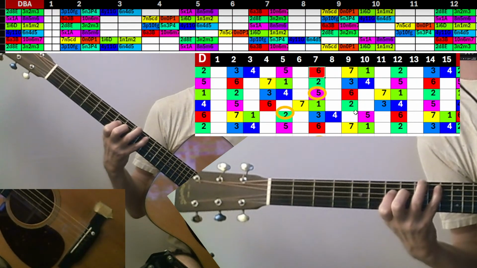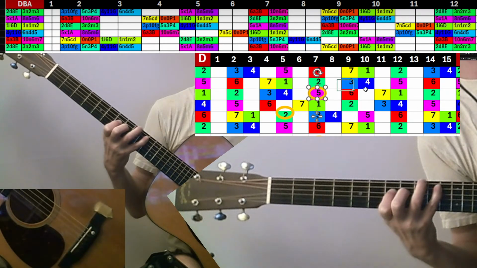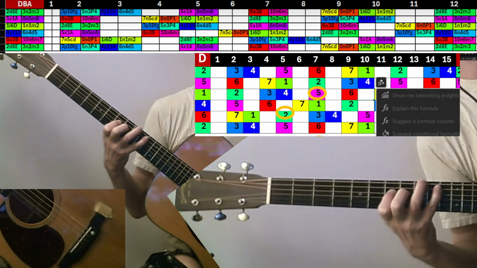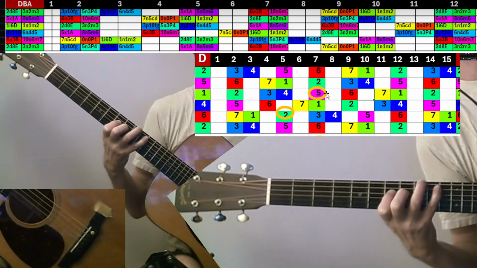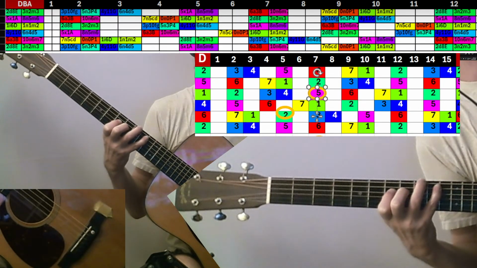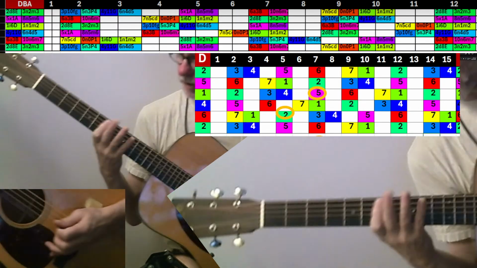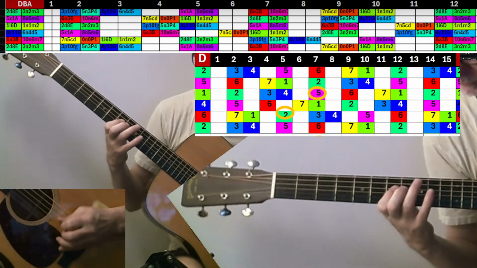Alright, I'm noodling around, moving between A Mixolydian and then A minor. I'm focused on the collection of notes here, just warming up the fingers.